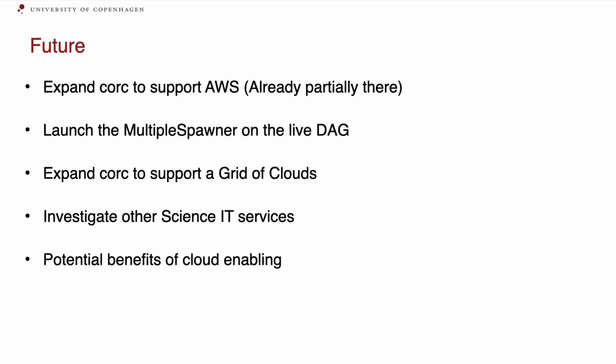So that, for instance, could be the University of Copenhagen, the University of Lund in Sweden, and Aarhus University in Jutland. So if we could establish such a grid, we would be able to dynamically share resources among us, and then potentially be much more efficient in how we run both our teaching but also our research. Then we also want to investigate whether we have other science IT services that could potentially benefit from being cloud enabled or gain access to additional capabilities outside of the university itself.